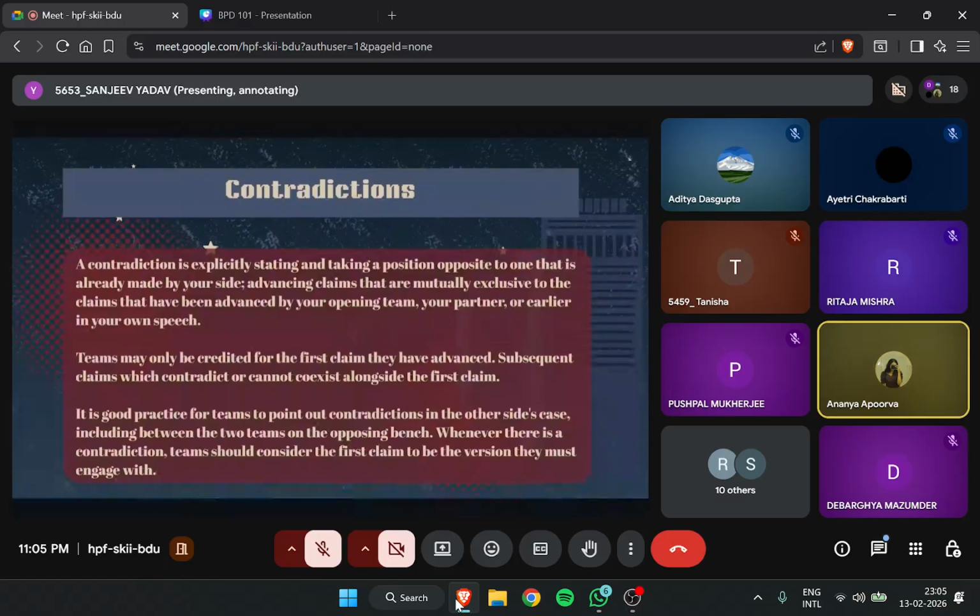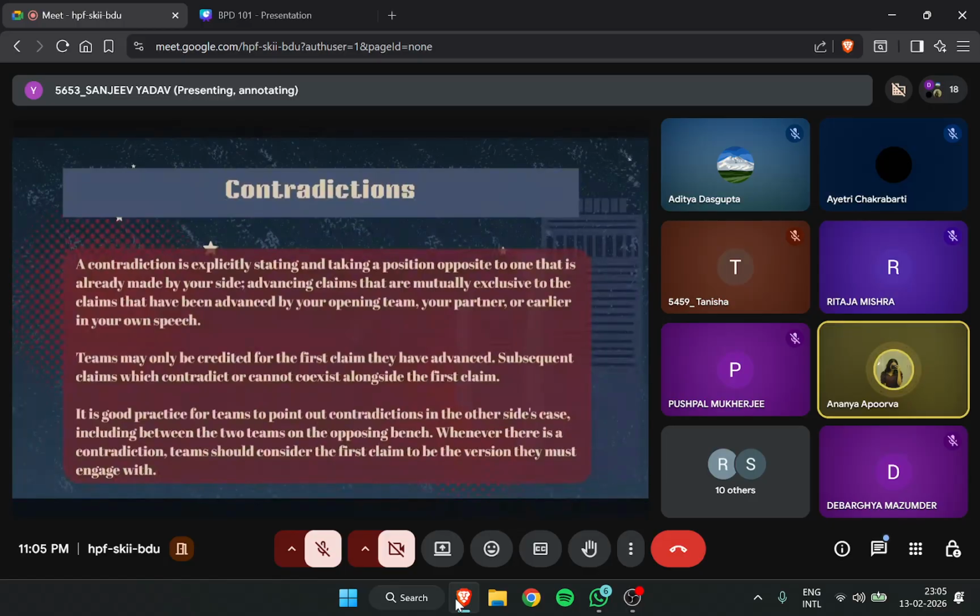For example, you're the closing bench. Now, your opening half has gone ahead with some line of argumentation. For example, you're the closing opposition, and your opening opposition has gone ahead with some sort of argumentation. You're supposed to extend on that. I think Devagya made it very clear what is extension. You're supposed to extend on that. You're not going to contradict whatever they have said. So that is what we mean by contradictions.